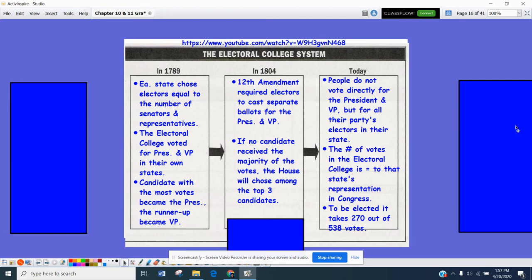Anyway, the number of votes in the Electoral College is equal to that of the state's representation in Congress. And then finally, currently at the moment, it takes basically 270 out of the 538 votes that are out there. That includes representation for the District of Columbia. That's where those extra 3 come from. Anyway, if a candidate basically gets 270 votes, they are your president.